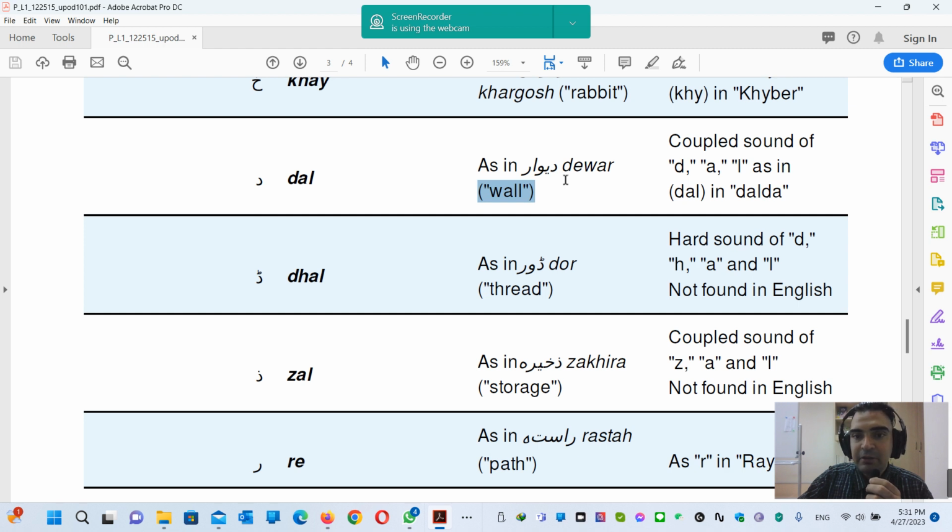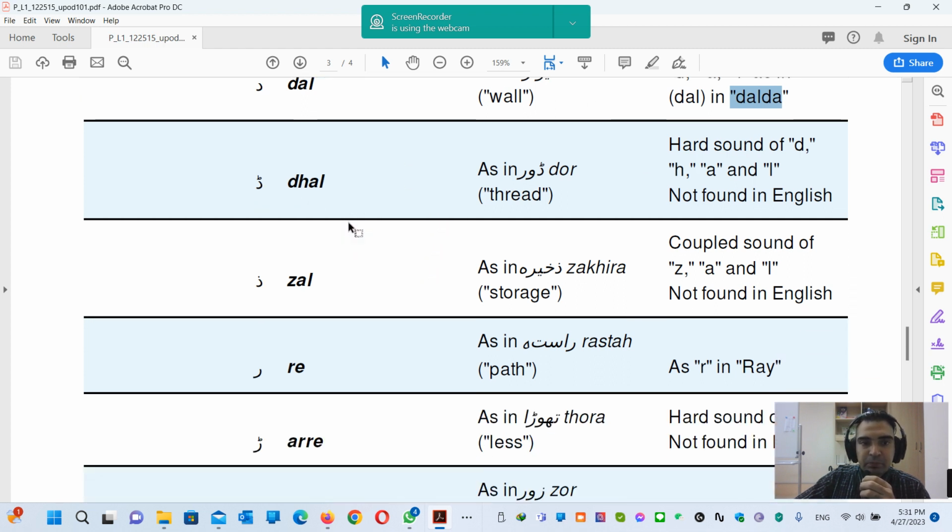Dal for diwar. Diwar is wall. It is the coupled sound of D, A, and L, as in dal. Dalda. Dalda is a famous cooking oil product, or company, in Pakistan. So this word can also be used to understand the pronunciation of this particular alphabet. Dal for diwar. Diwar means wall in Urdu.